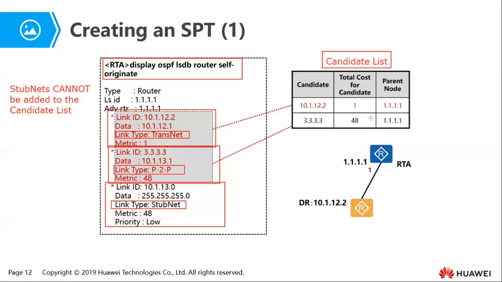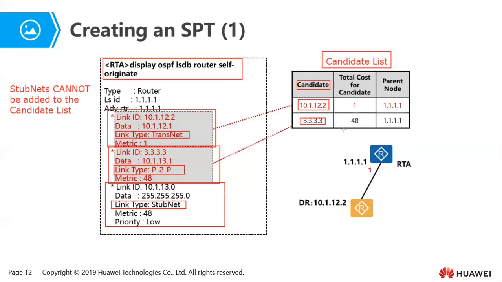Now, the candidate list has 3 columns. The first one is the candidate. So here we're going to add these 2 candidates: the link that is connecting us to RTB and the one that is connecting us, I think, to router 3, RTC. So the first column here is candidate. It's simply used to describe the link ID.